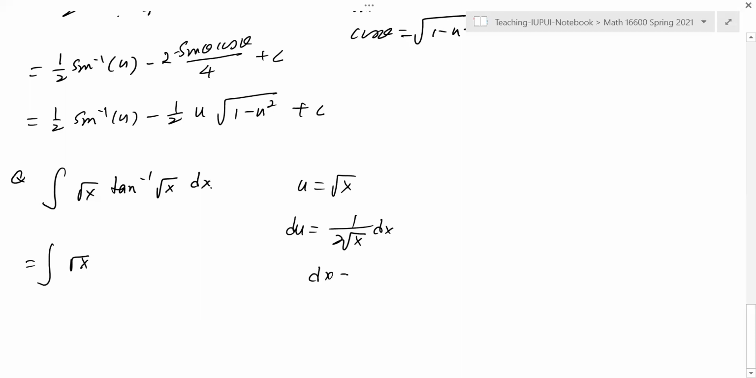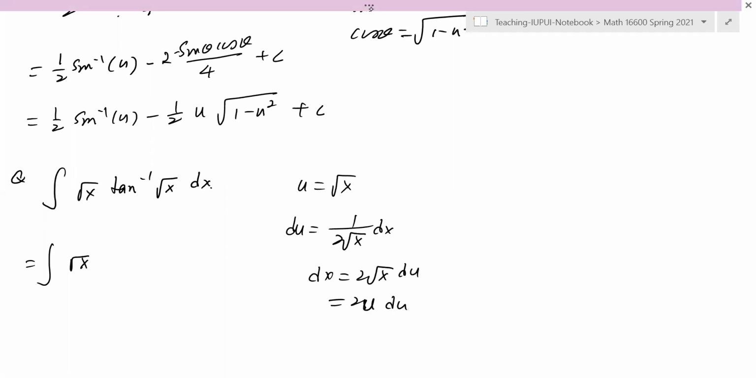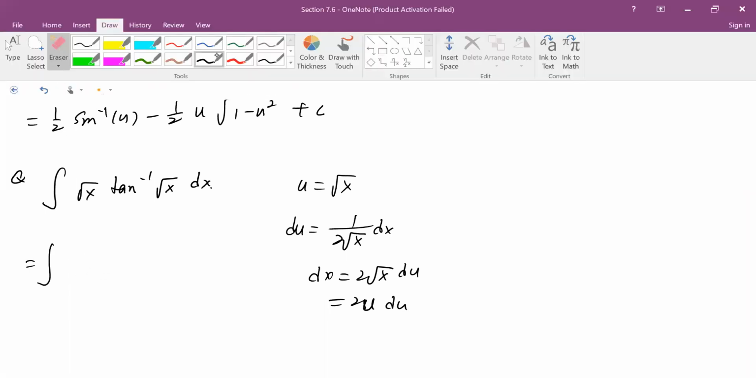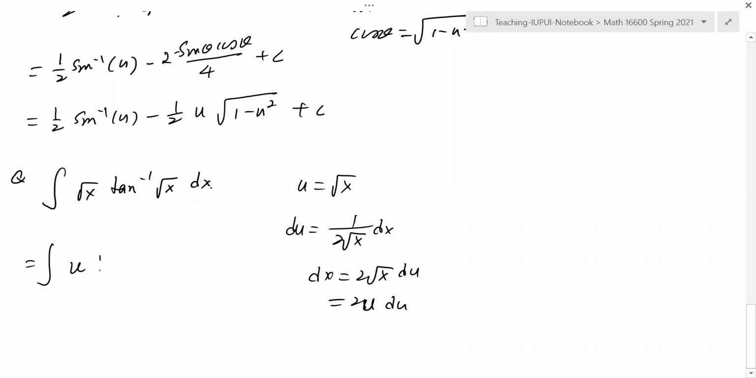So what I'm going to get here is, this is square root of x. Yeah, so dx is going to be 2 square root of x du. So it's 2u du, okay? So every term can be expressed, it can be changed. So we're going to get u here, arctangent of u, okay? And 2u du, okay? So let's rewrite this again.